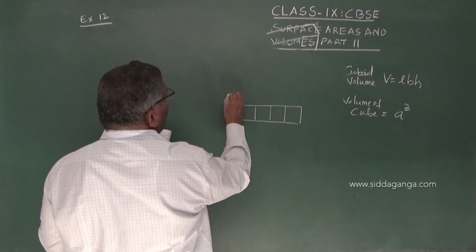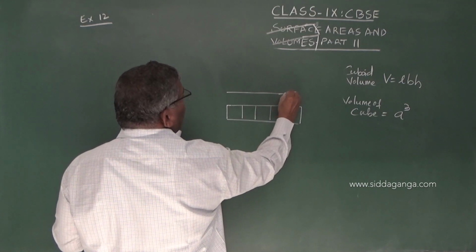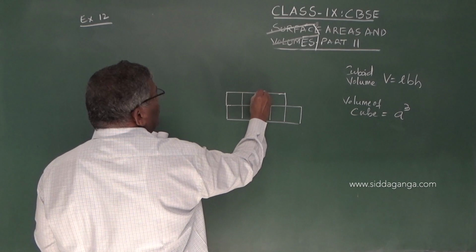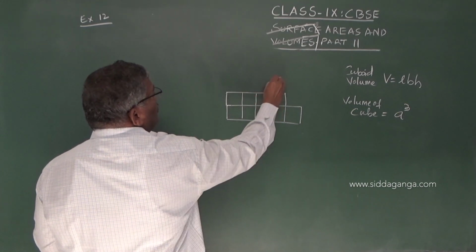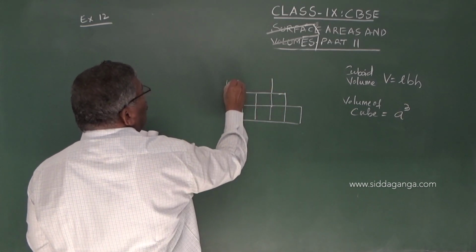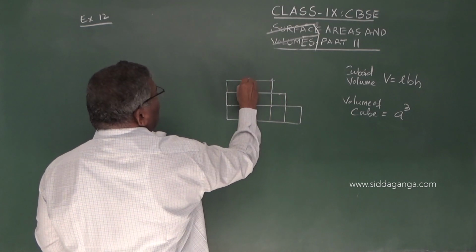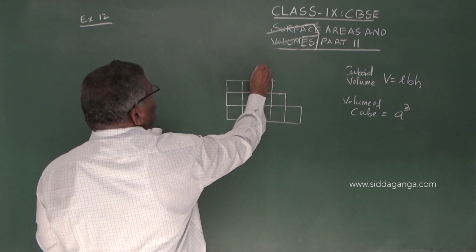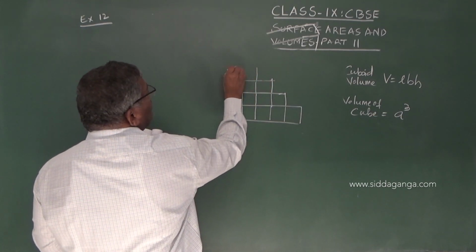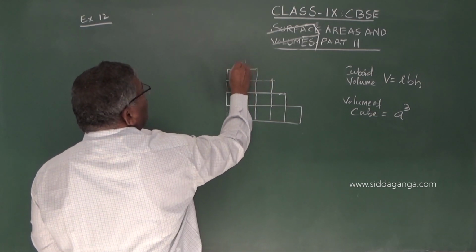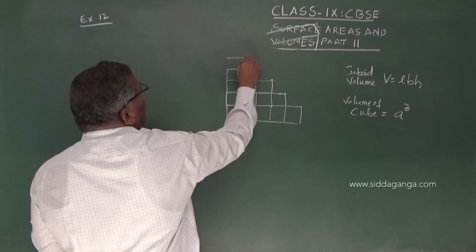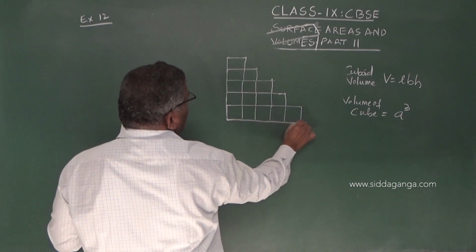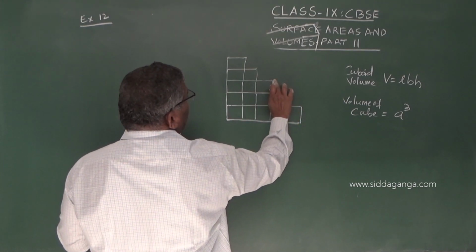So this is how it is given. This is 5 blocks, 4 blocks, 3 blocks, and 2 blocks. It is a simple problem. So these are cubical blocks used for kids play.